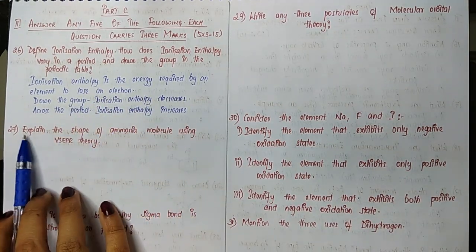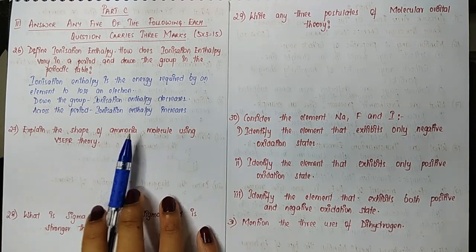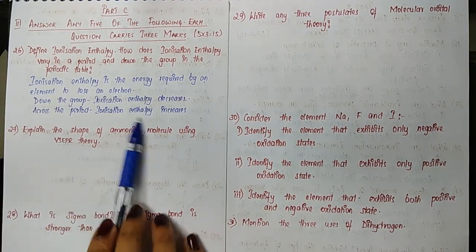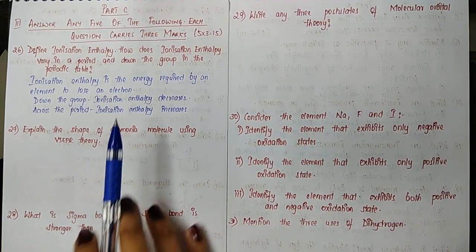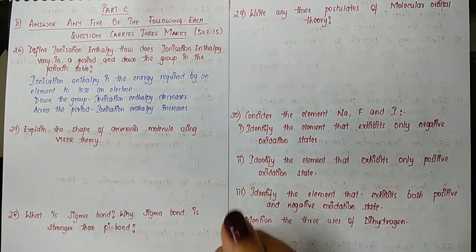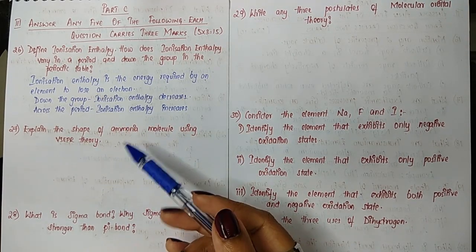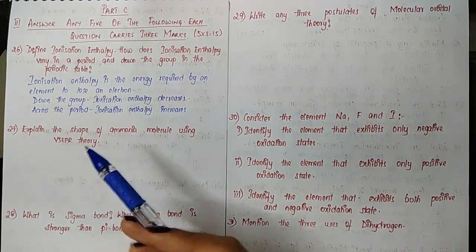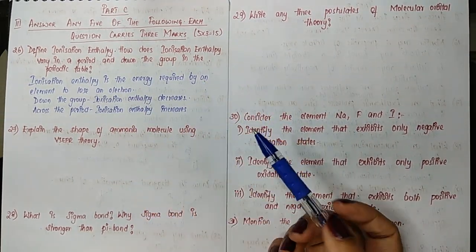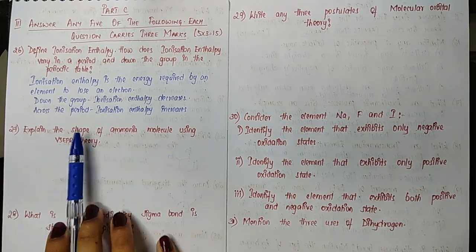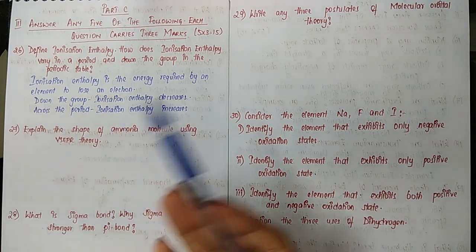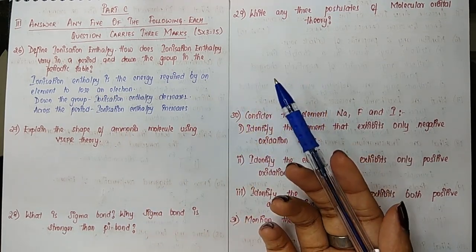Now the next one is 27th one. Explain the shape of ammonia molecule using VSEPR theory. So either they can ask for ammonia or they can ask for water molecule, or some question paper also has, for the same 3 marks, give the postulates of VSEPR theory. So in the model paper they have given the shape of ammonia. You can also get water, or you can get write the postulates of VSEPR theory instead of this. So here specifically they're talking about the shape of ammonia molecule. So first we will write what is the expected geometry and hybridization.